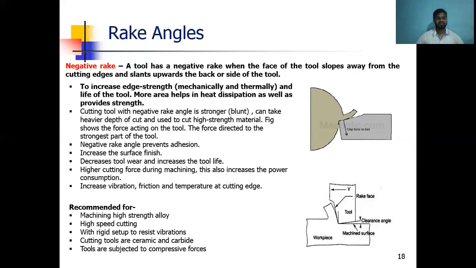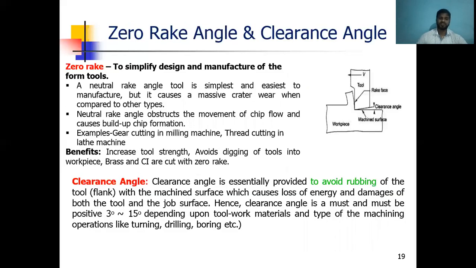It has higher cutting force during machining, which also increases power consumption and increases vibration, friction and temperature at the cutting edge. It is recommended for machining high strength alloys, at high cutting speed, with a rigid setup to resist vibrations. Cutting tools are ceramic and carbide. Tools are subjected to compressive forces. And next one is zero rake. Zero rake is nothing but the design and manufacturing of form tools.